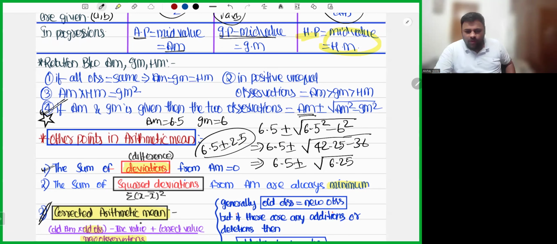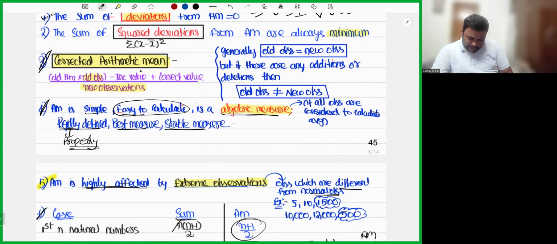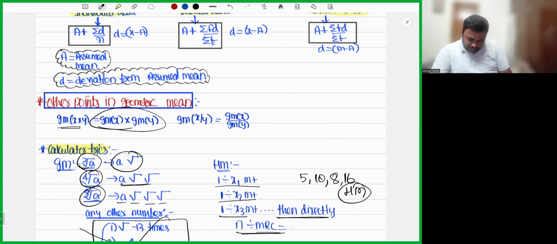So it will be 6.5 plus or minus 2.5. That will be 6.5 plus 2.5 and 6.5 minus 2.5. 6.5 plus 2.5 will be 9. 6.5 minus 2.5 will be 4. So those two numbers are 9 and 4. AM is 6.5, GM is 6. Okay, so I hope the point is clear. All the 4 points, the relation between AM, GM, and HM. Other points in GM.